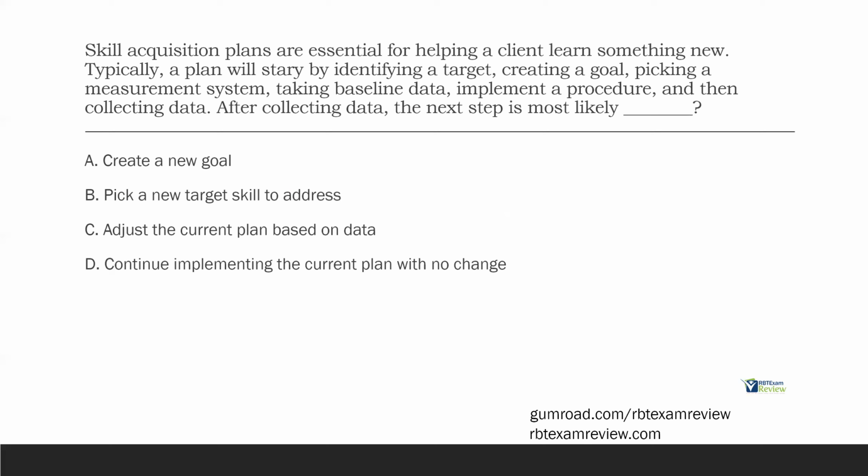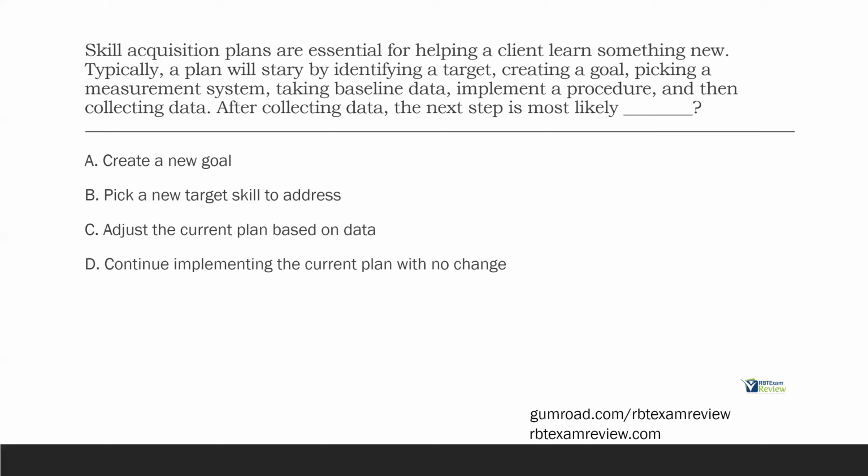A, create a new goal. Okay, maybe, but how do we know if we need a new goal or not? How are we going to know if we've hit our previous goal? We have the data. What do we need to do with that data? We can't just create a new goal yet. What haven't we done? Same thing with B, pick a new target skill to address. How do we know we need a new target skill? Maybe this old skill still needs work. We're not sure until what? Until C, we adjust the current plan based on data.